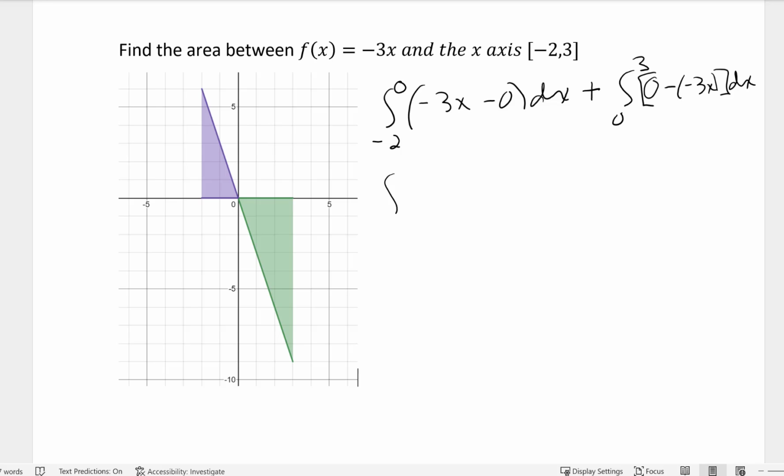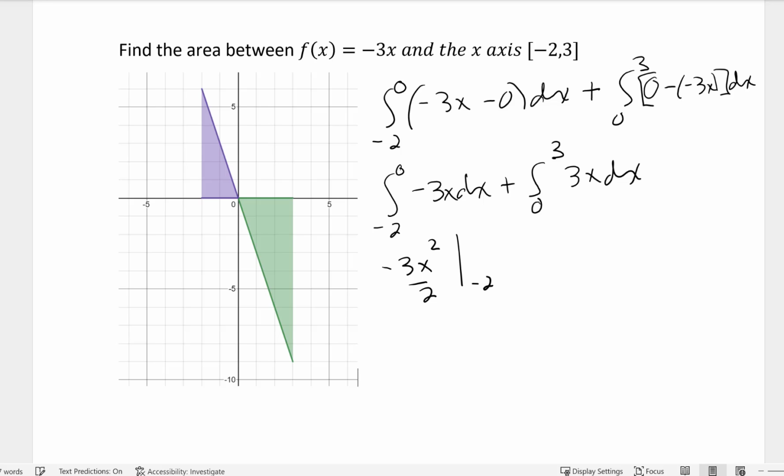So let's make that look a little better. Negative 2 to 0, the negative 3x minus 0 can be a negative 3x dx, plus 0 to 3, I'm going to drop the 0 and I'm going to put the negatives together. So negative negative gives me a positive 3x dx. So integrate. I have negative 3x squared over 2, negative 2 to 0, plus 3x squared over 2, 3, 0.